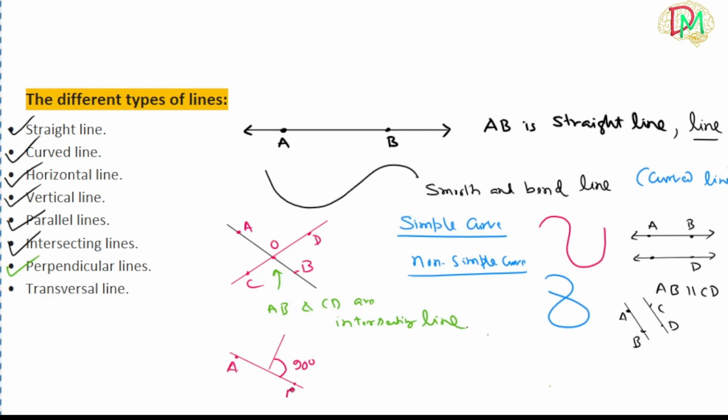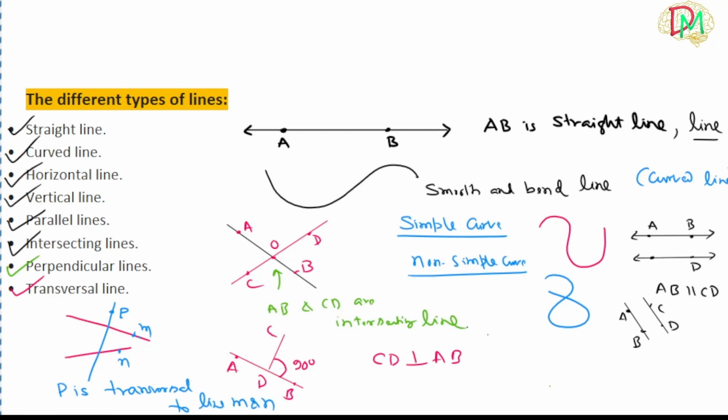Let's take the example AB and CD. So we can write CD is perpendicular to AB. Clear? Next is the transversal line. If two lines, which may be intersecting or parallel, and if a third line intersects these two lines, then we can say that this line, for example P, and these lines, for example M and N, so P is transversal to lines M and N. Clear?